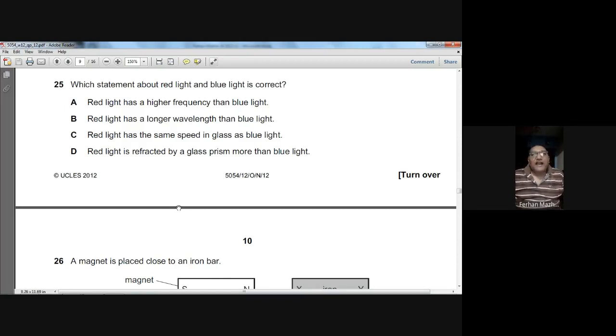So he's comparing red and blue. Red has a higher wavelength and red has a lower frequency. Red has a longer wavelength than blue light. B is the right option. For question number 25, B is the right option. I hope you are able to understand.